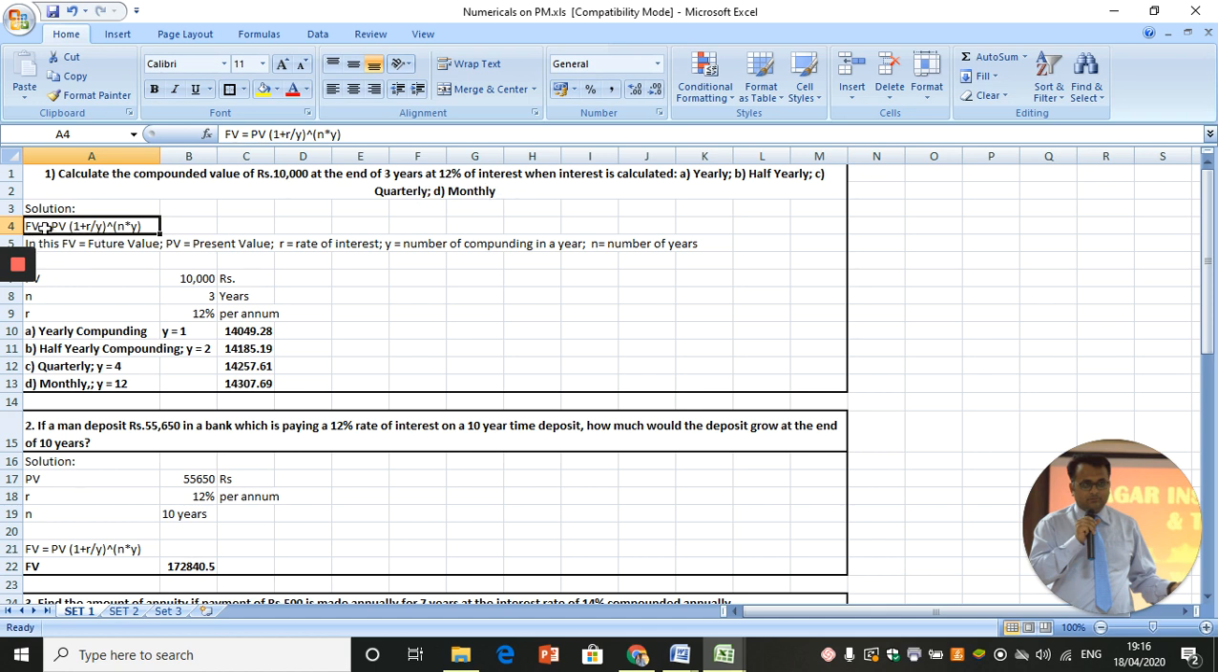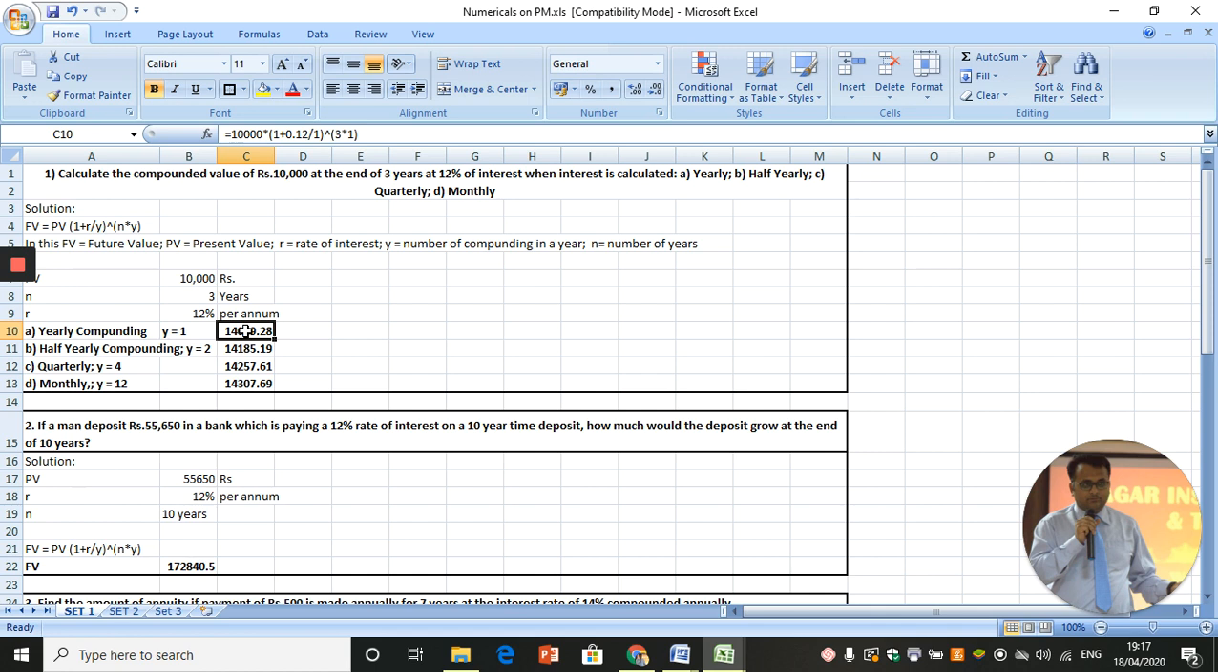So future value is equal to present value into 1 plus r divided by y, where y is the frequency of compounding, to the power n into y. What happens here is we've got principal as 10,000 rupees, which is given, n as 3 years, and r is 12%. For yearly compounding y will be 1, half yearly compounding y will be 2, quarterly compounding y will be 4, monthly compounding y will be 12.